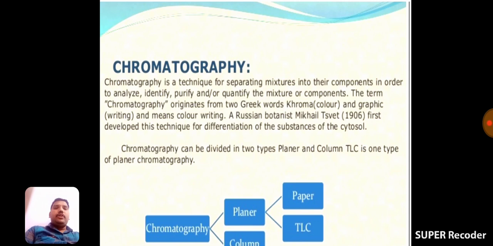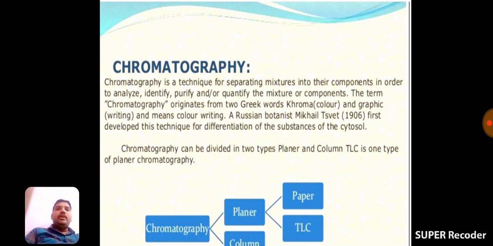Chromatography is a technique for separating mixtures into their components in order to analyze, identify, purify and/or quantify the mixture or components. In chromatography, we analyze that mixture, we identify it, we purify it, and we quantify the components.